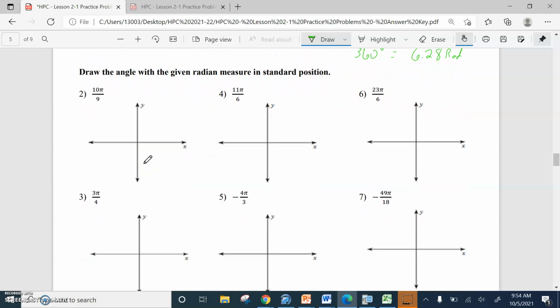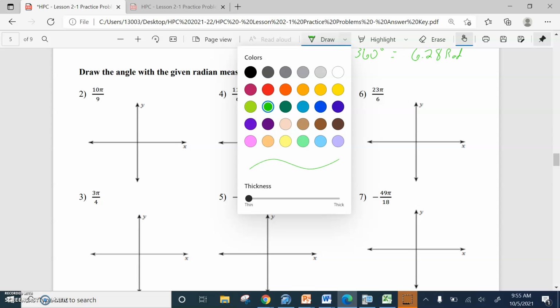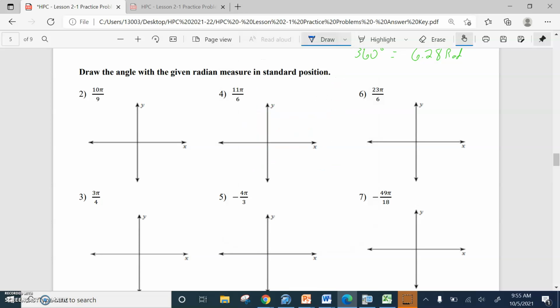So 10 pi over 9. Well, we know that if we were to go around the circle, remember, standard position means that we draw in the initial side here, and the terminal side, the ending, if we were to just go around 180 degrees, that would be 9 pi over 9, right? Because that reduces to just pi radians. So if we went 9 pi over 9, we're at 180 degrees right here.